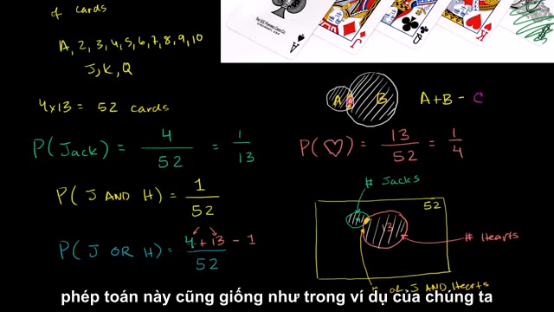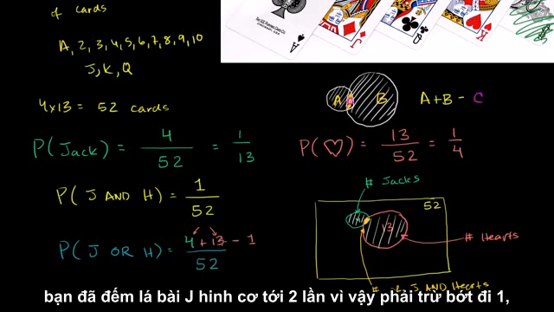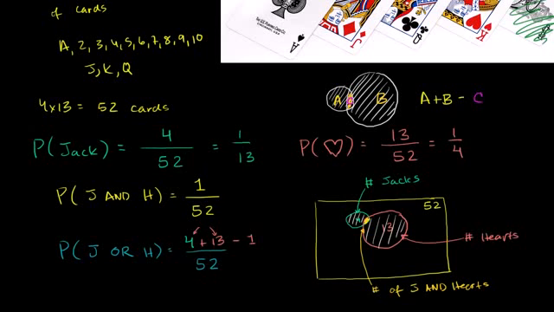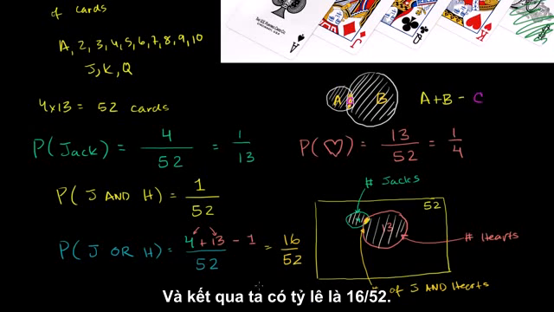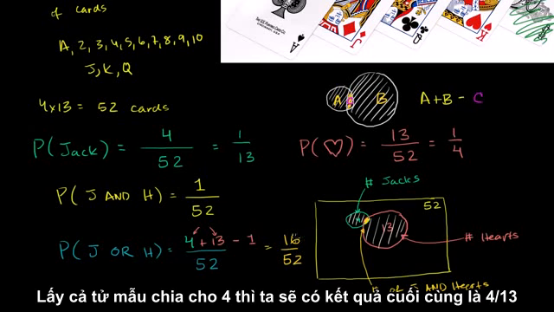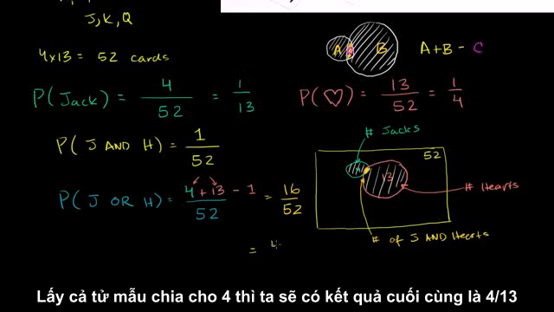So that's the same thing over here. We're counting all the jacks, and that includes the jack of hearts. We're counting all the hearts, and that includes the jack of hearts. So we counted the jack of hearts twice, so we have to subtract 1 out of that. So it's going to be 4 plus 13 minus 1, or this is going to be 16/52. And both of these things are divisible by 4. So if you divide 16 by 4, you get 4. 52 divided by 4 is 13. So there's a 4/13 chance that you get a jack or a hearts.